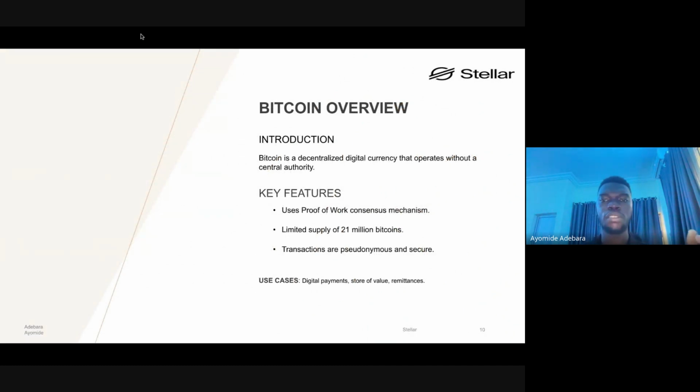So the Bitcoin overview. Introduction: we know that Bitcoin is a decentralized digital currency that operates without a central authority. What are the key features? It makes use of proof of work consensus mechanism. It has a limited supply of 21 million Bitcoins. Transactions are pseudonymous and secure. Use case: digital payments, store of value, remittances. Yes. That's an overview of the Bitcoin.